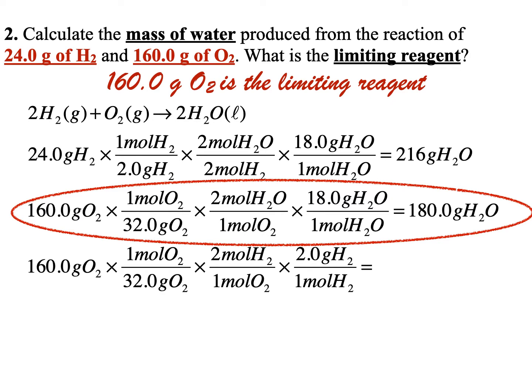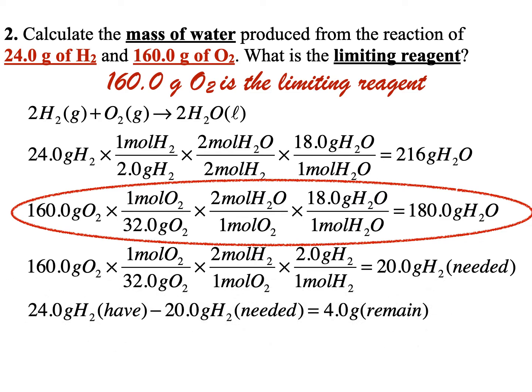When I do the math, 160 times 2 divided by 32 is 20 grams of hydrogen. Now what I'm getting is if I use 160 grams of oxygen, as we did because we circled that equation, I would need 20 grams of hydrogen. But if you look at the original problem, I have 24 grams of hydrogen at the beginning, and in order to use up the oxygen, I needed 20 grams, so that would give me a 4.0 gram remainder in excess of hydrogen. So that's the only other thing that you would do with a limiting reagent problem: figure out which reagent is limiting and how much of the other one remains.